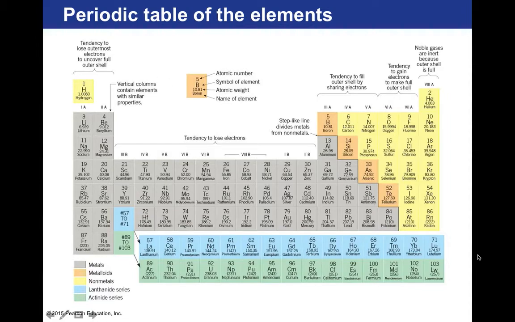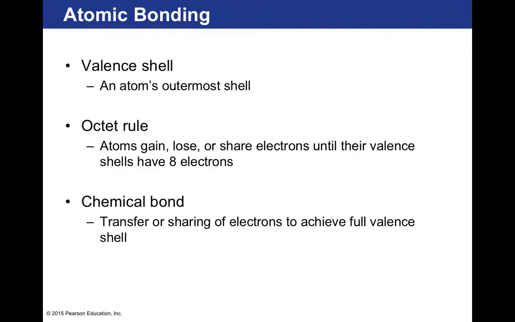The last thing I'm going to mention about the periodic table is that the columns you see are special in that each column represents elements that have a different number of electrons in its outermost energy shell. The outermost shell in an atom is called the valence shell, and something called the octet rule dictates how many electrons want to be in that outermost shell. So atoms gain, lose, or share electrons until their valence shell has a total of 8 electrons.